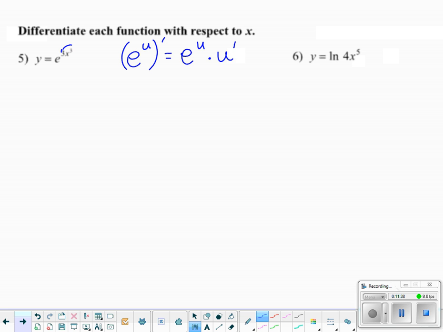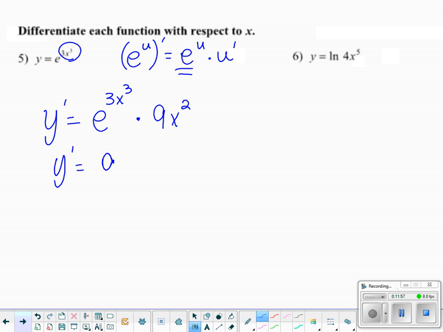Okay, knowing that, here's the u portion, right? 3x cubed. And I'm going to have y prime equals. It is itself, so I write down e to the 3x cubed, and then it's a chain rule, take the derivative of this upper function, and 3 times 3 is 9x squared. And I would prefer it if you would reorganize and call this 9x squared e to the 3x cubed.